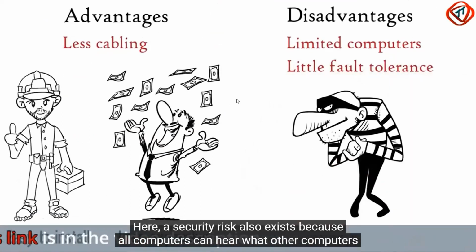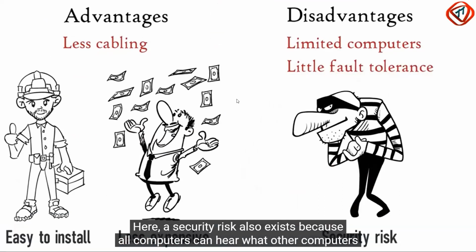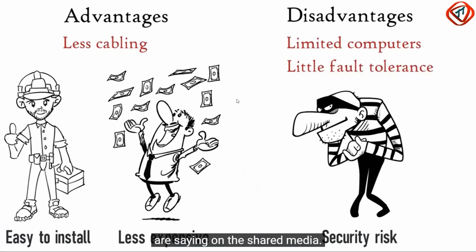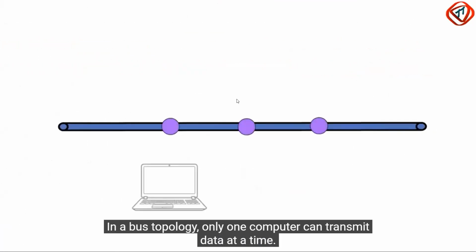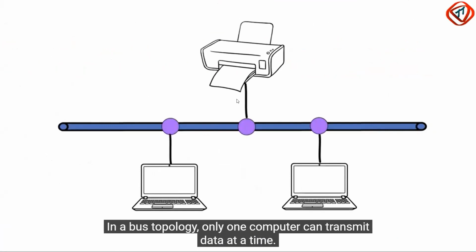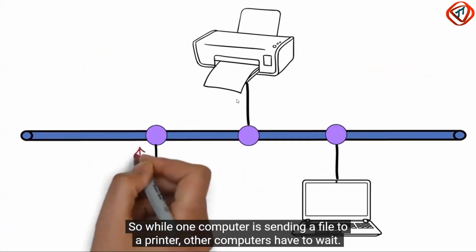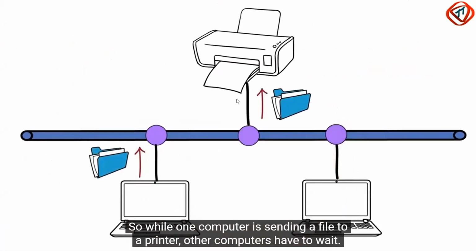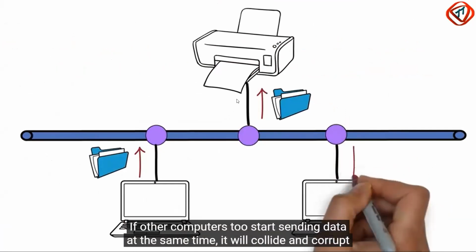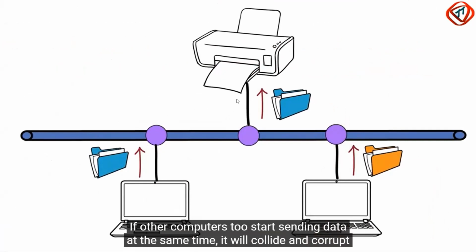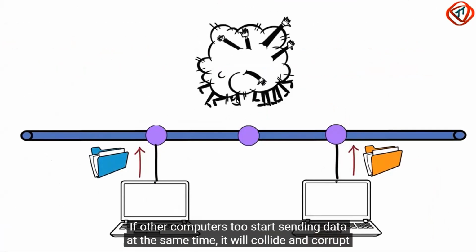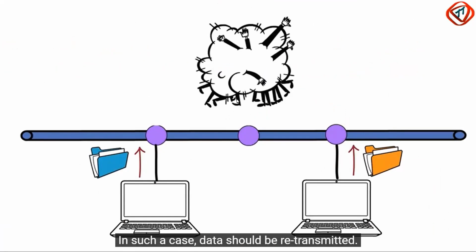Here, a security risk also exists because all computers can hear what other computers are saying on the shared media. In a bus topology, only one computer can transmit data at a time. So, while one computer is sending a file to a printer, other computers have to wait. If other computers too start sending data at the same time, it will collide and corrupt the whole data. In such a case, data should be retransmitted.